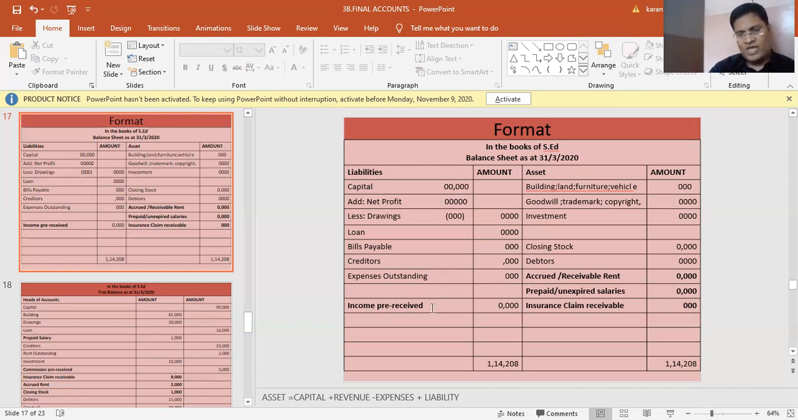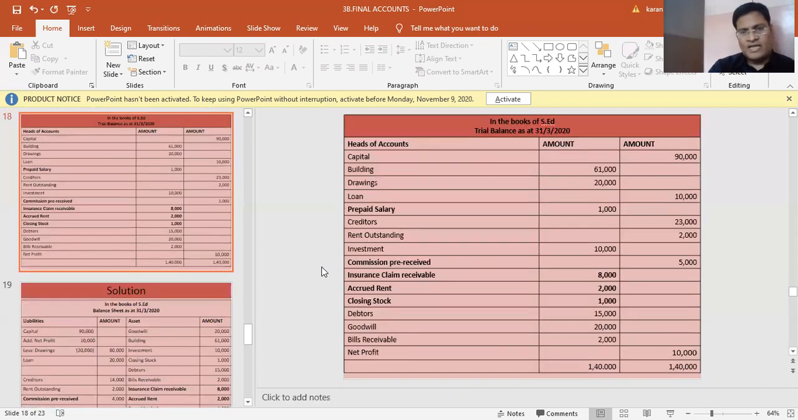An income pre-received, some income you have already received. So you might have to return it back. And that is why it is also a liability. And as I already told, these totals are always the same. I have given an arbitrary total, 114208, 114208 in both the columns. It can be any amount, but both the columns should be equal if our books of account double entry principle is properly maintained.